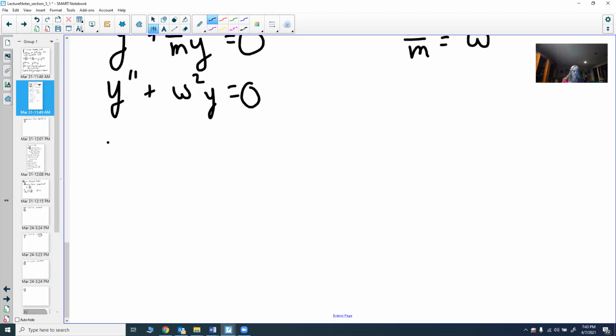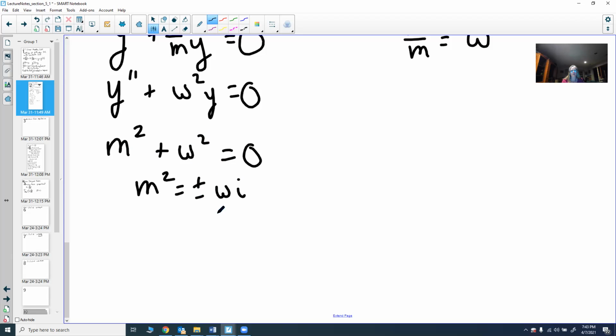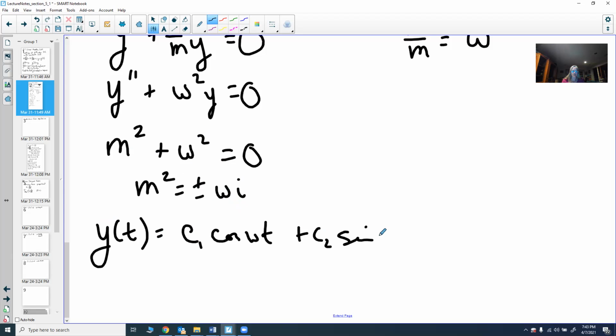So if we go to the auxiliary equation, M squared plus omega squared equals 0. So M equals plus or minus omega i. And this is why we squared it, so that when we took the square root, we just get omega without anything. And we know that Y of t would be C1 cosine of omega t plus C2 sine of omega t. So this is actually what we call simple harmonic motion.